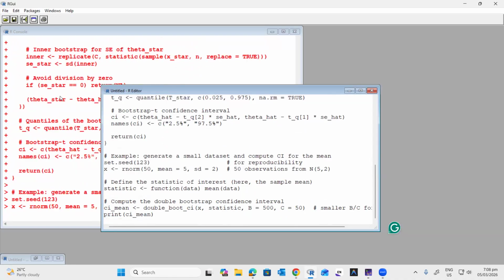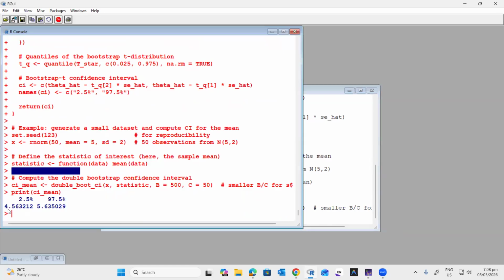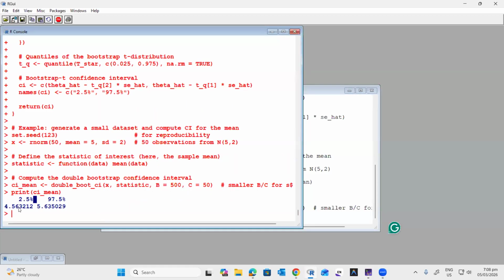So we just check here because it will run a number of times. So now, because we took the mean 5, the confidence interval for that one is 4.56 to 5.63. Okay, that will be your R program or R code for your double or nested bootstrap method.